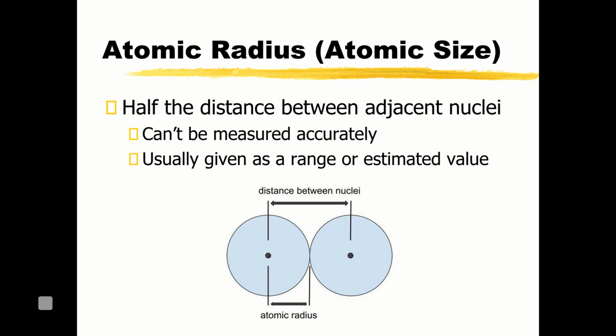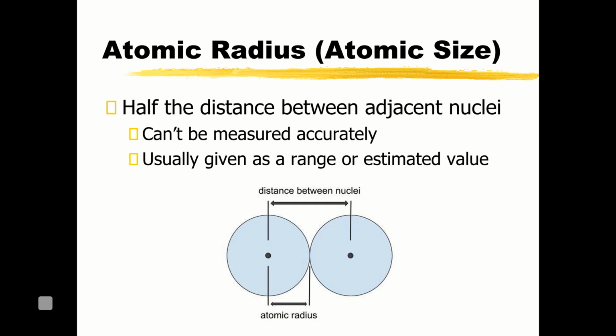So we've got atomic radius. The first property we're interested in is basically atomic size. How big is the atom? What happens to the atomic size as you go across the period, and what happens to the atomic size as you go down the column, down the group?